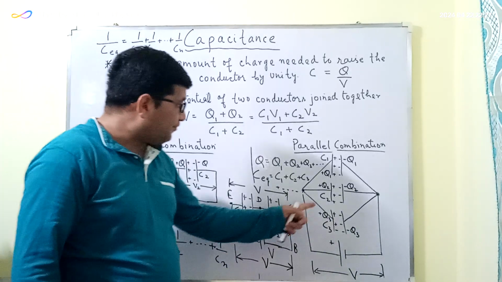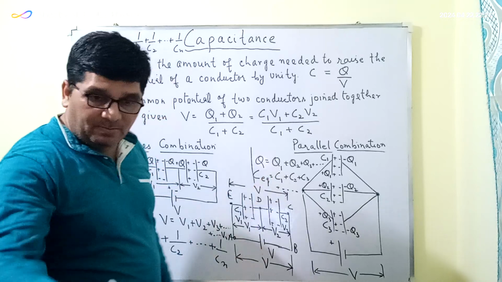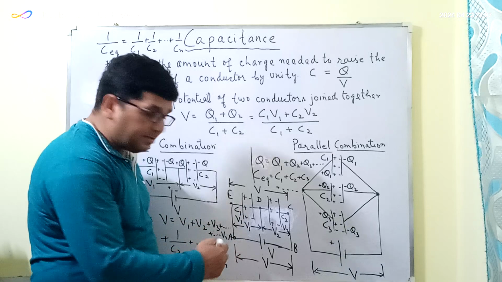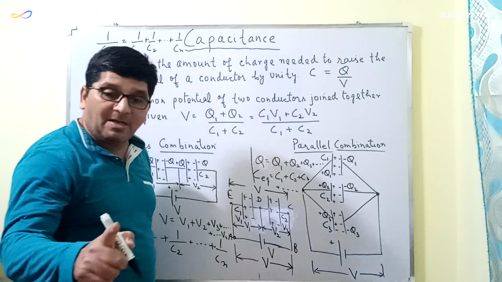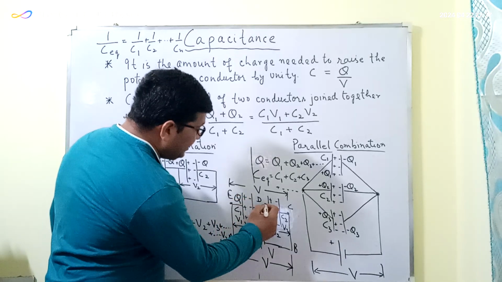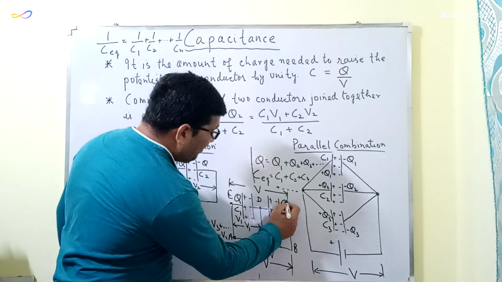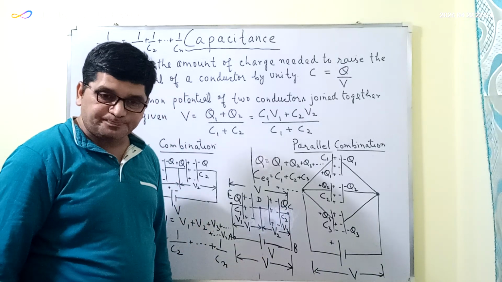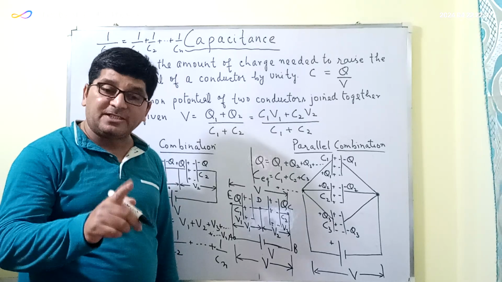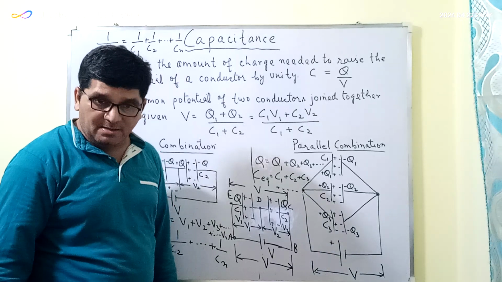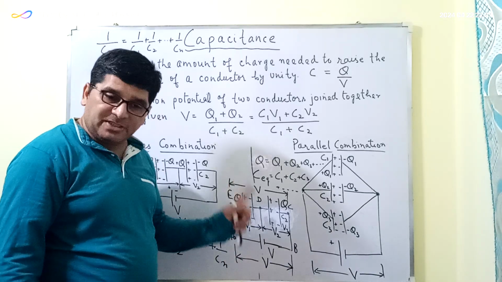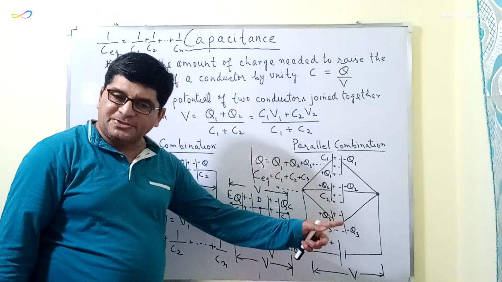In the case of parallel... Oh yes, one more thing. In the case of the series combination, the charge on both the capacitors will remain the same. If the charge here is Q, then the same charge will be on this capacitor also. The charge on all the capacitors will remain the same in the case of series circuit. So there are 3 points. In the case of series circuit, the charge on all the capacitors will remain the same. That is the first point.